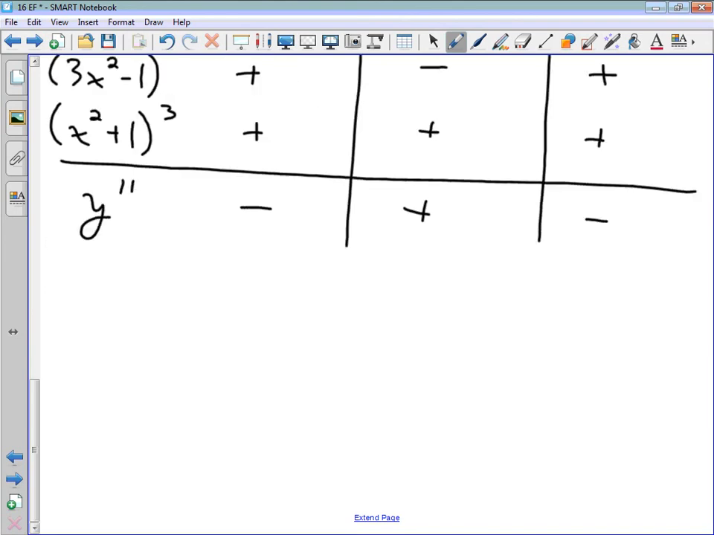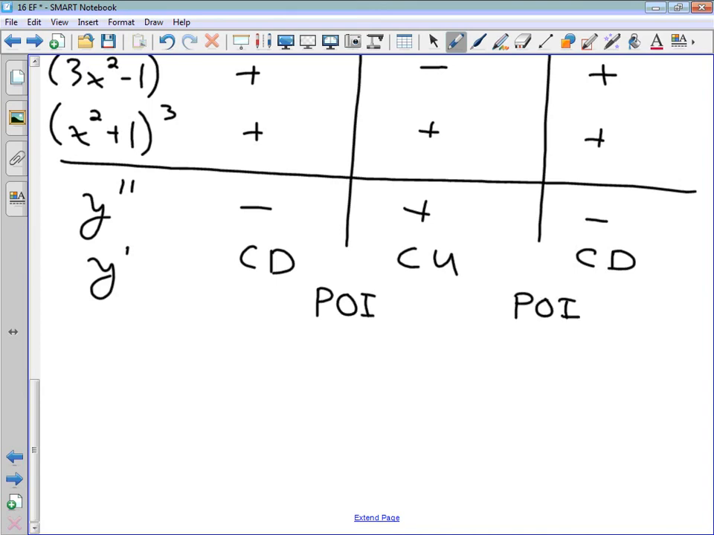What does this tell us about our function? Well, second derivative is negative. Is it concave up or concave down? Let's take a poll. Who says concave up? Who says concave down? Everybody says concave down. Excellent. Yeah, so it's going to go concave down, concave up, concave down, which tells us that we have 2 points of inflection.